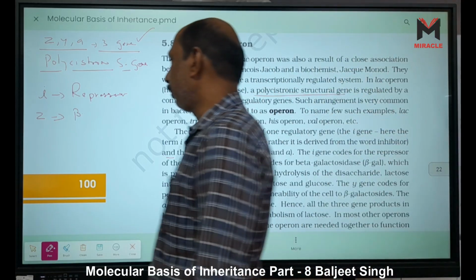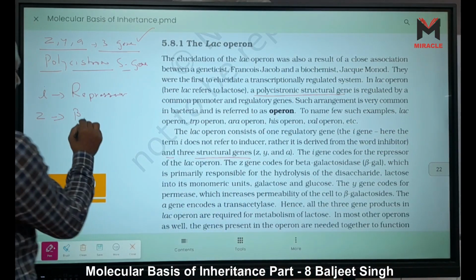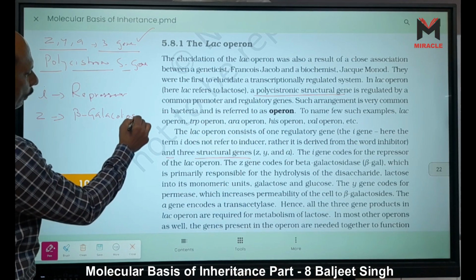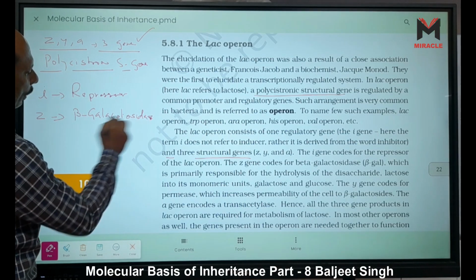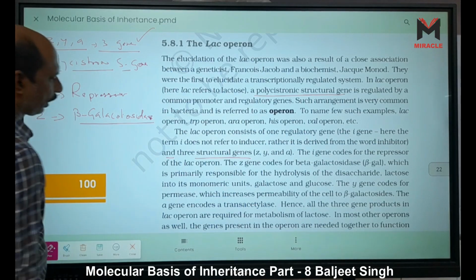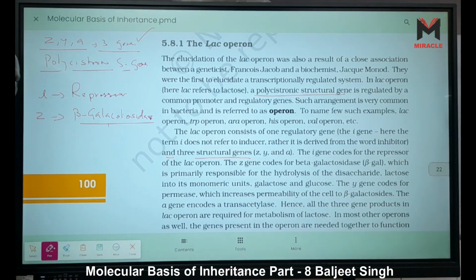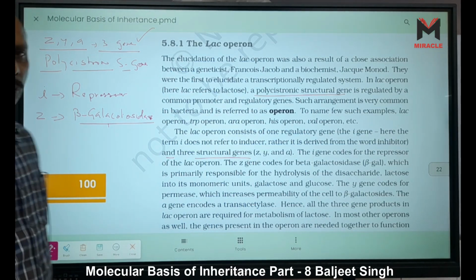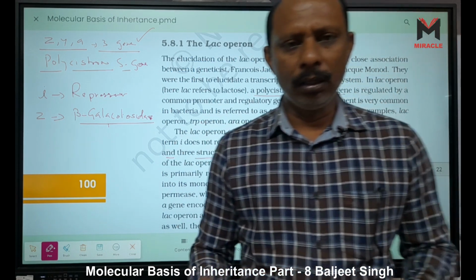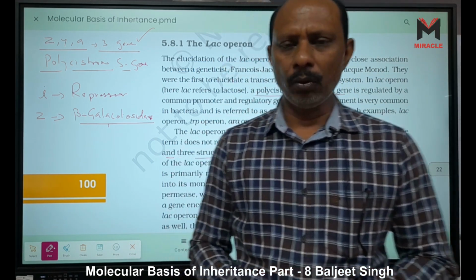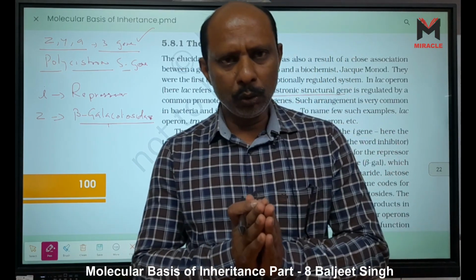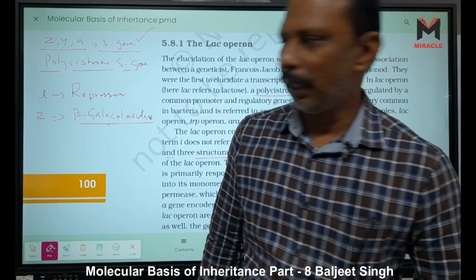Here, Z means what? It is Z, meaning beta galactosidase. What is the function of this beta galactosidase? It digests the lactose sugar, because lactose is a disaccharide. It is made up of one glucose molecule and one galactose molecule. So this beta galactosidase enzyme breaks the lactose sugar into galactose and glucose.